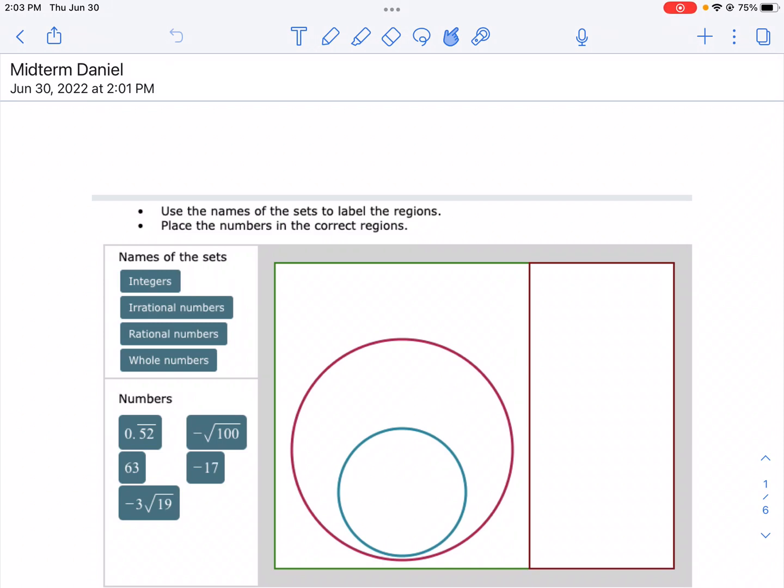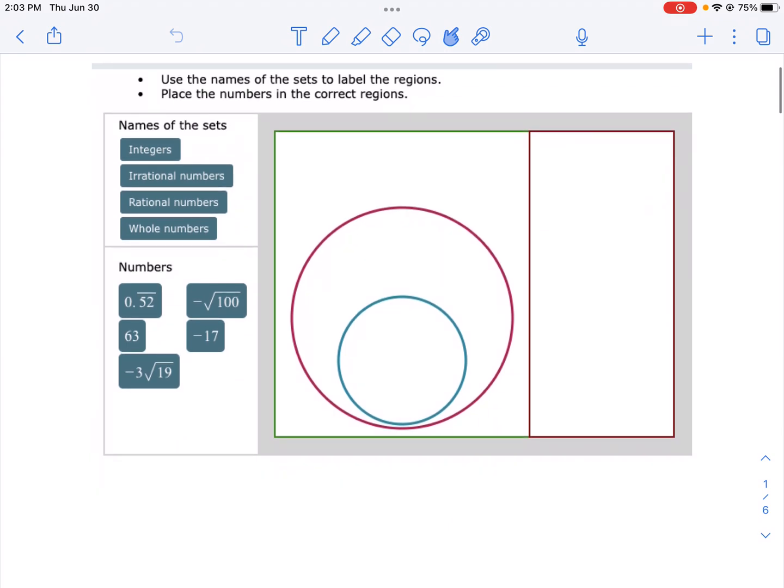Hello, we're going to take a look at some problems from your midterm. We'll start with this first one, and we have some number sets here that we need to be familiar with.